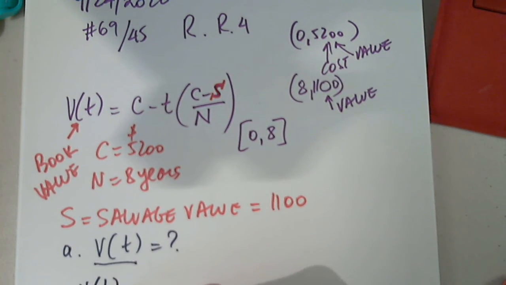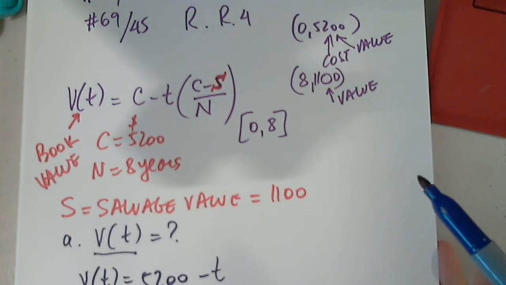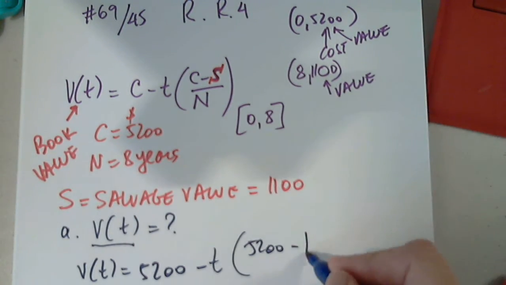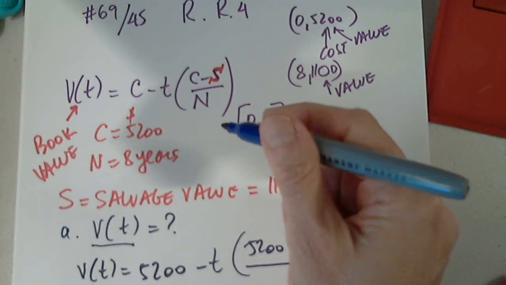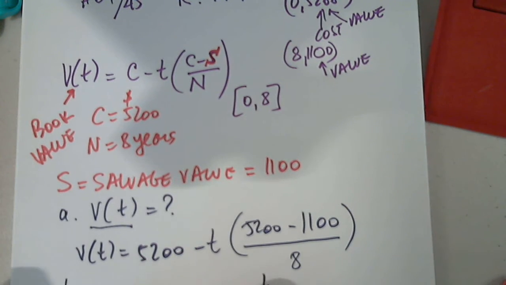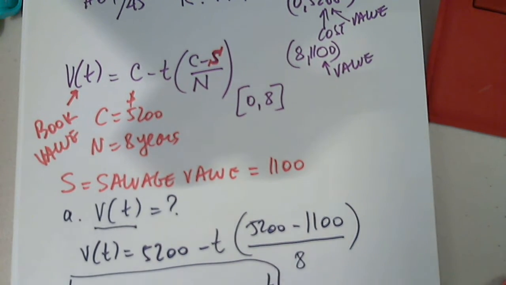So V of t equals C, which is 5,200, minus t, which is the variable, it's time. C again is 5,200, and minus S, which is given to us as 1,100. Everything divided by n, which is 8 years. So then V of t, I'm going to divide by 8 after I subtract, of course, and I got 512.5. So 5200 minus 512.5 t, and this is the linear depreciation.